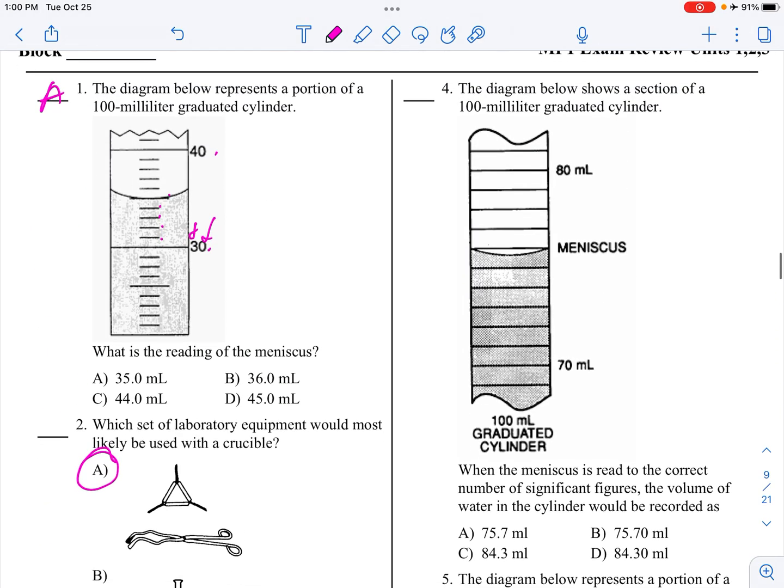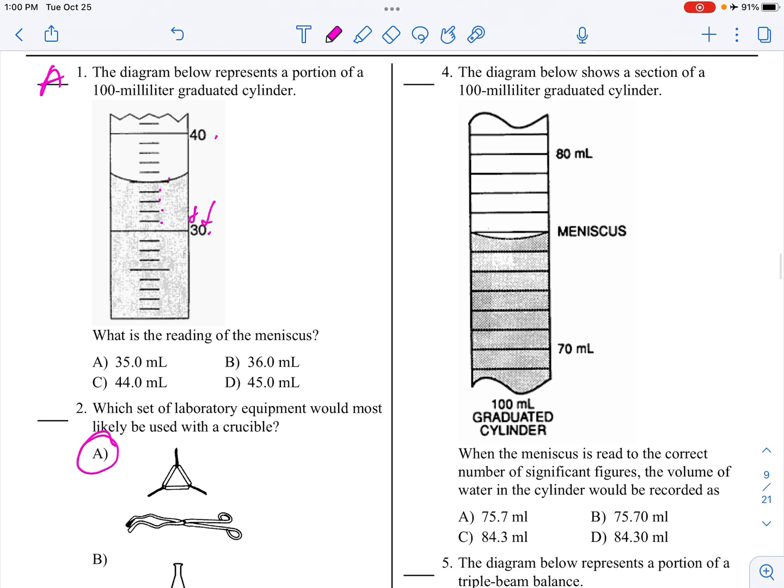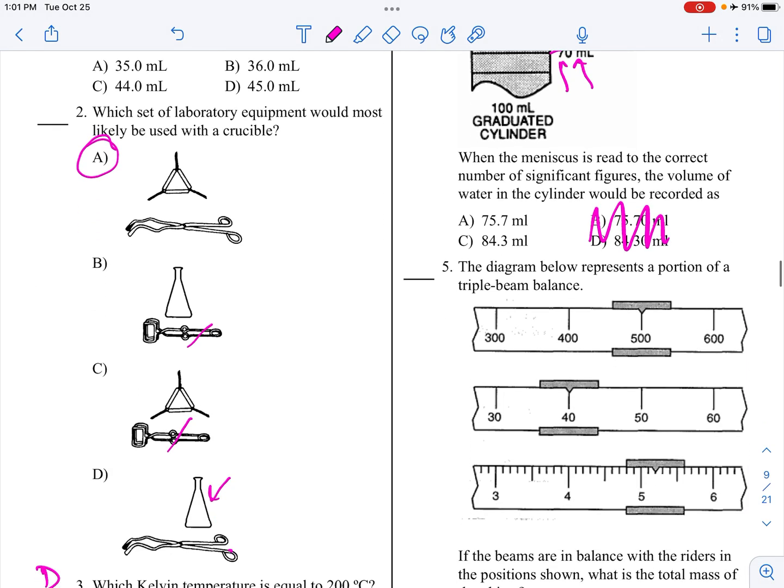The diagram below, graduated cylinder. So I guess the question is how many decimal places. We are sure this is 70, sure this is 80, this is 71, 72. So we're sure of the tens, we're sure of the ones. We are not sure of one beyond, which is the tenths. So we cannot have 2 decimal places. So 70, 1, 2, 3, 4, 5, 6. So it's 75 and some change, 75.7.